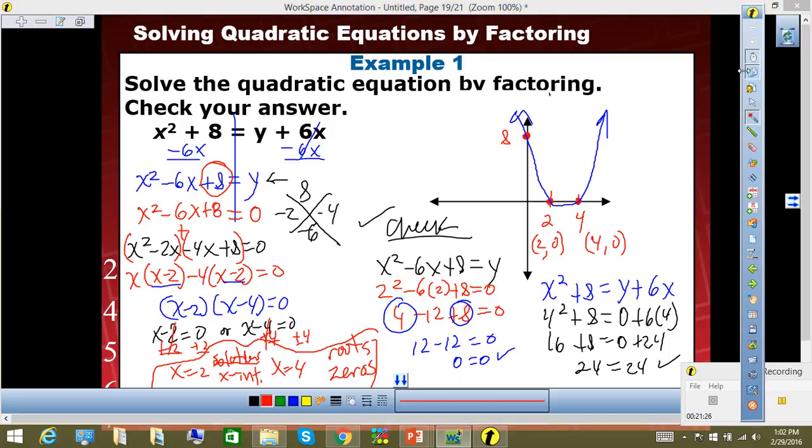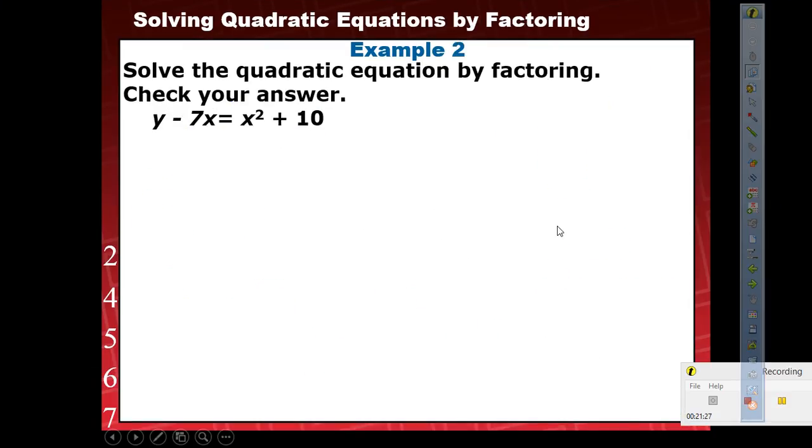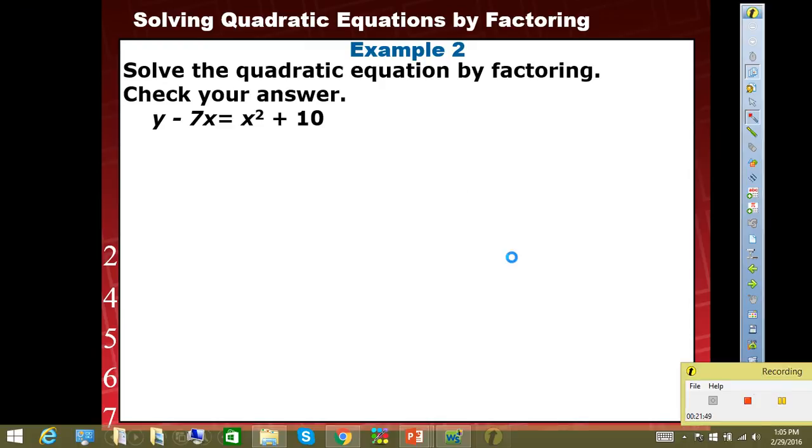Okay, example 2. We finished example 1. I only have 10 examples, so here we go. Don't copy the verbatim, just copy the equation: y minus 7x equals x squared plus 10. So let's do this one together and go a little bit faster.